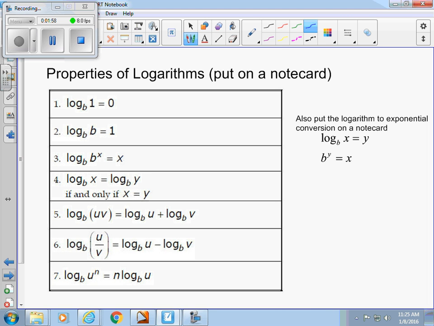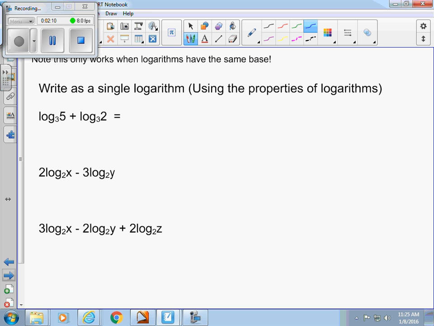Any questions? Everyone got this? And again, is this on your note card also, the little conversion thing? It's on your notes from yesterday. Remember the little circle thing?